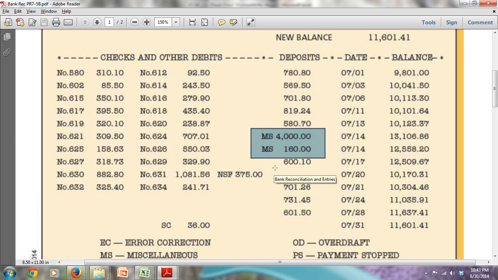Alright, let's take a look at page 358. So on page 358, on part 4, they tell us, they say, assume that a canceled check for $180 has been incorrectly recorded by the bank as $1,800.